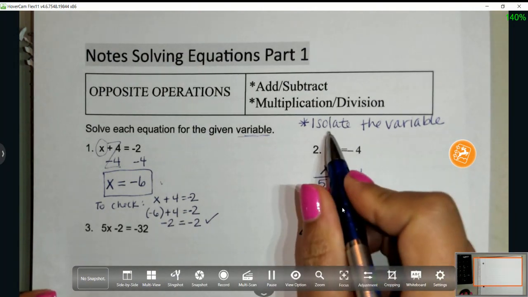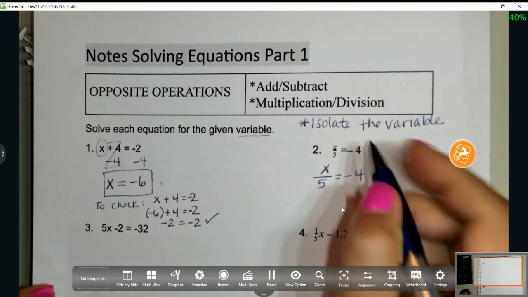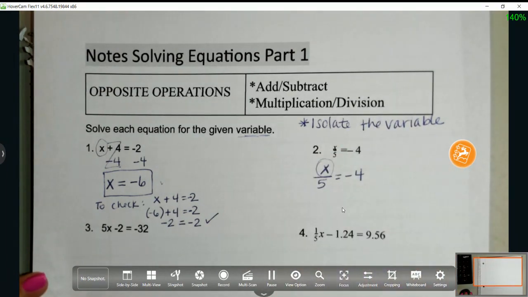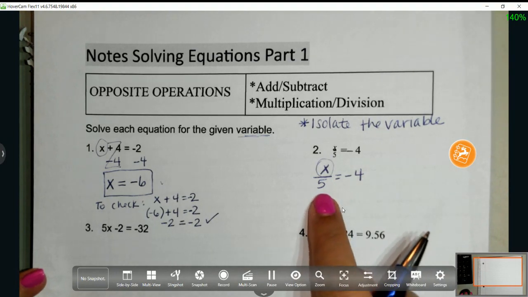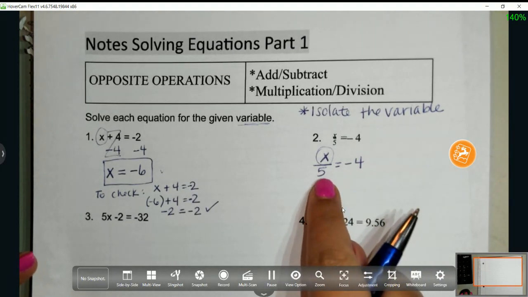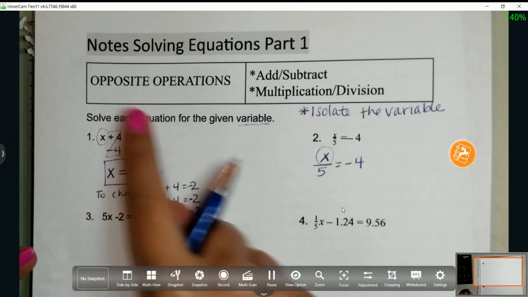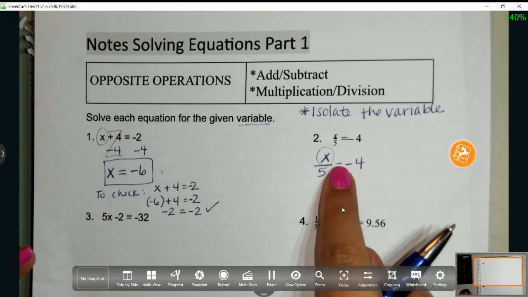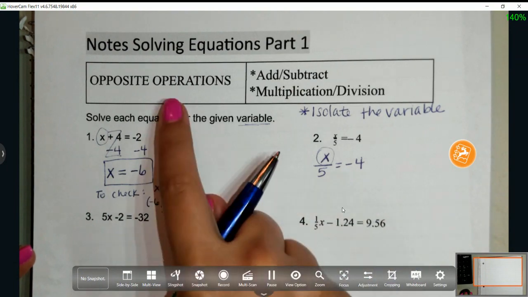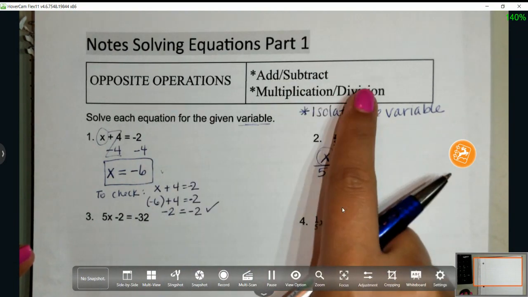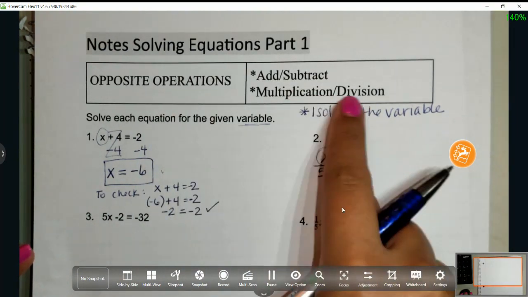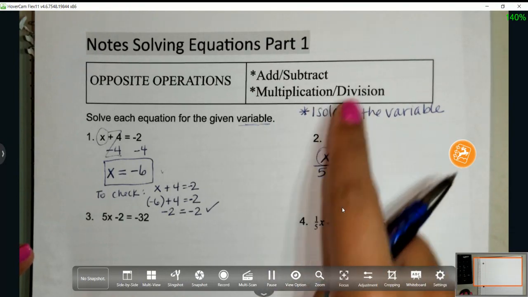So remember, we're trying to isolate the variable. We want to get x alone. So ask yourself, guys, what is happening to x here? Because I know I want to do the opposite to get x by itself. So if I have x being divided by 5, then I need to ask myself, well, what's the opposite of dividing? Well, we know that multiplying and dividing are pairs.